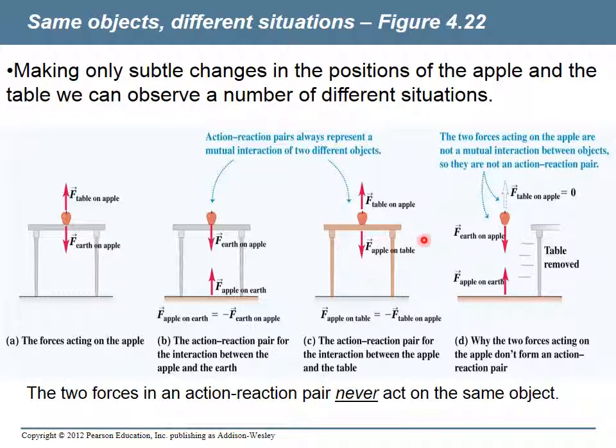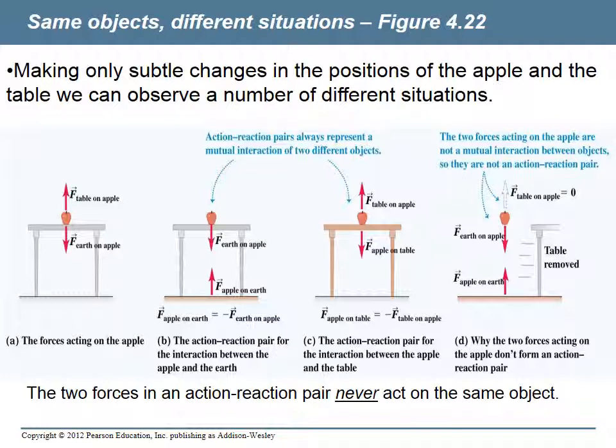Let's look at letter C here. We have the force of the apple on the table. The apple is pressing down on the table through its weight, right? It's applying some force on the table, and we also have a normal force here of the force of the table on the apple. Now, equal magnitudes of F, opposite directions, apple on table, table on apple. These are switched in these two, so this is also an action-reaction pair.